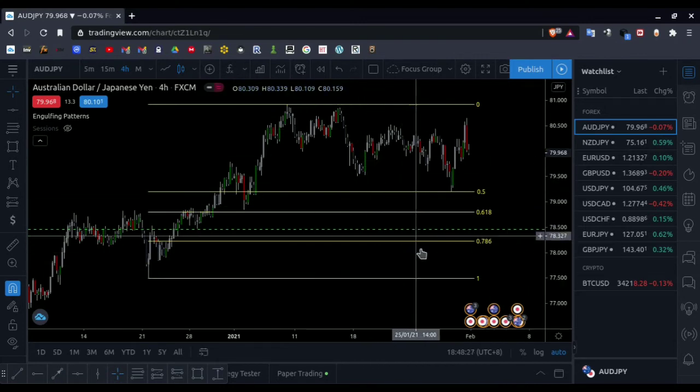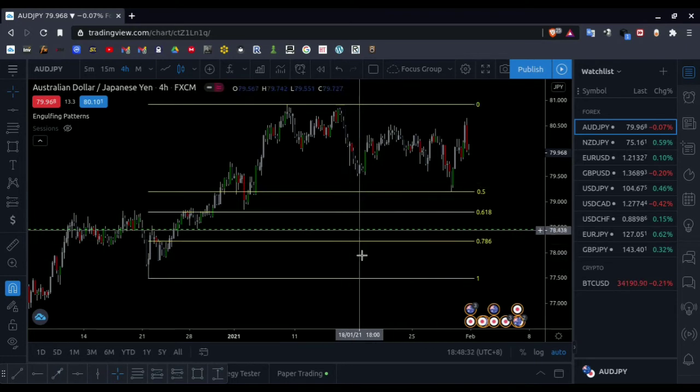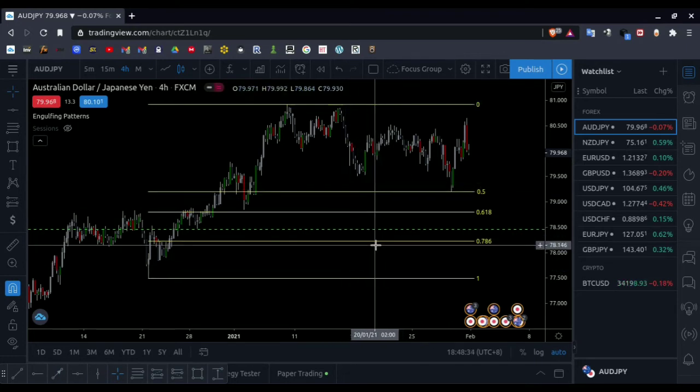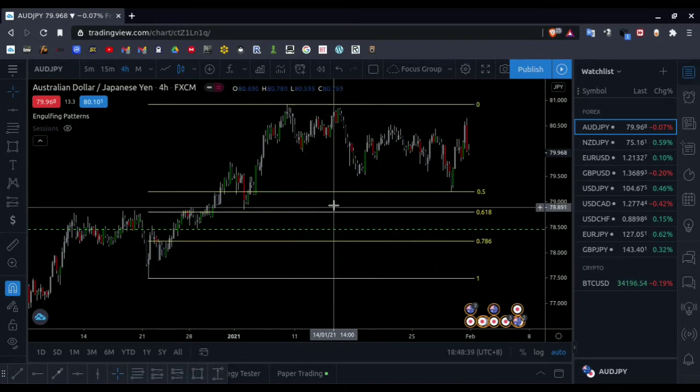So you don't want it to go too deep, even though the deeper it goes, the better price you have. So the ideal sweet spot is between the 50% and the 78.6. So if you get a zone within that area, that will be definitely ideal for you.